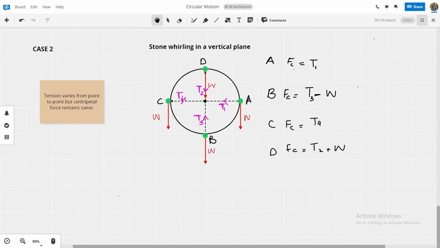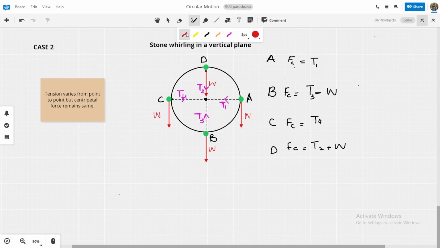Let's move on to the last point of the topic today. It's case 2, stone whirling in a vertical plane. So it's a stone whirling in a vertical plane. It means the y-axis, right? So let's see at point A. At point A, the weight of the stone is acting downwards, right? But the tension in the string is acting towards the center. Since only tension is acting towards the center, at A, only tension provides centripetal force. So T1 is equal to Fc.